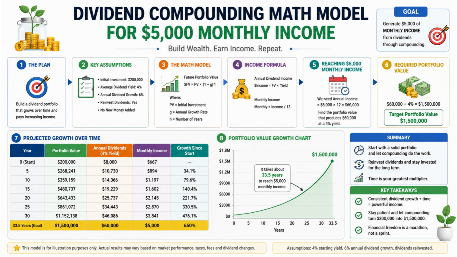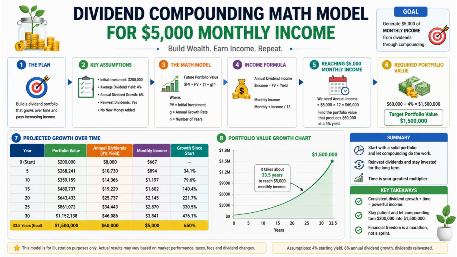$3,841 per month. Now, to calculate the final portfolio target, we divide the required annual income of $60,000 by the 4% dividend yield. This gives a required portfolio value of $1,500,000. Based on the assumptions used in this model, it may take approximately 33.5 years for the original $200,000 portfolio to compound into $1,500,000. At that point, a 4% dividend yield could generate $60,000 per year, or $5,000 per month.